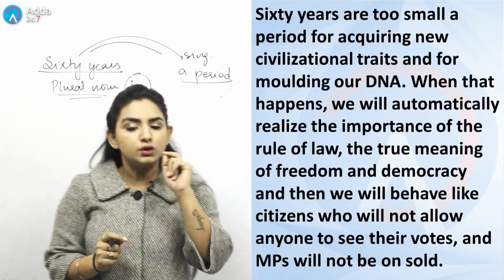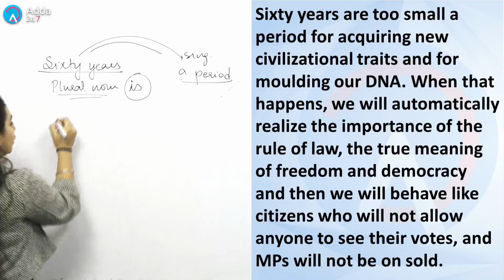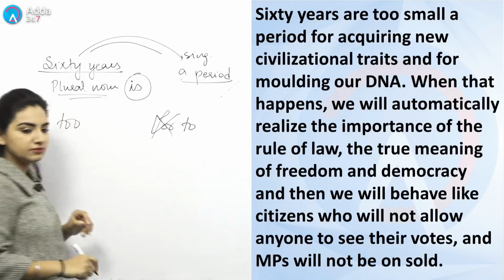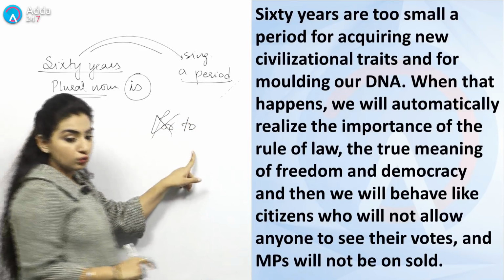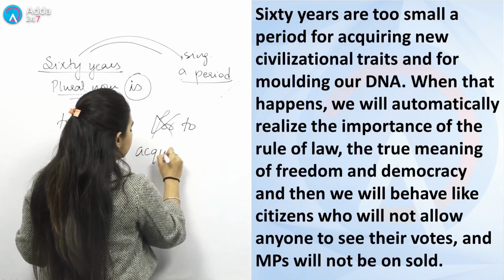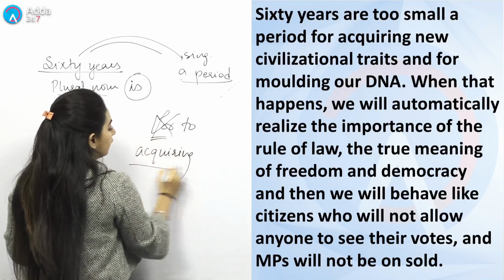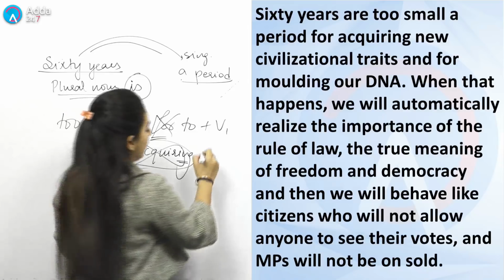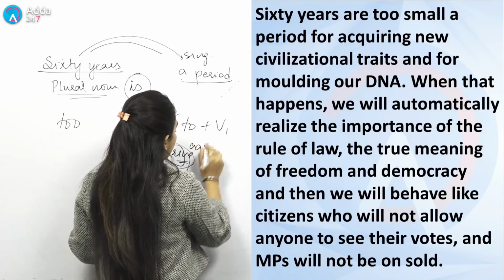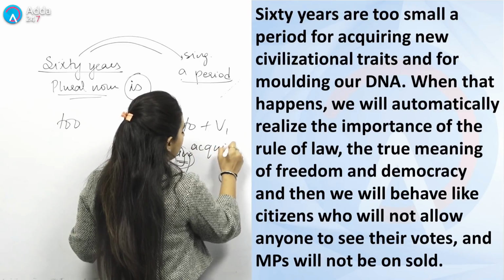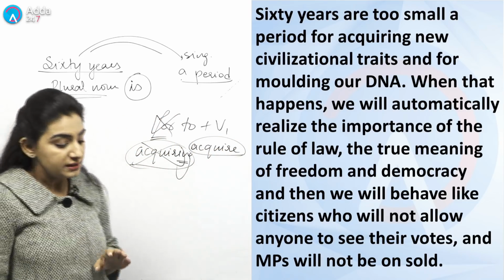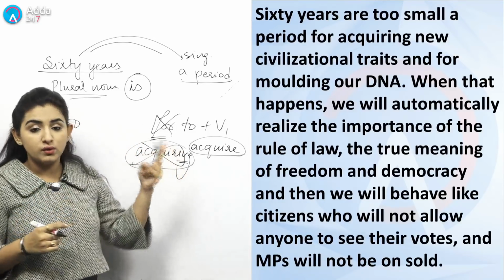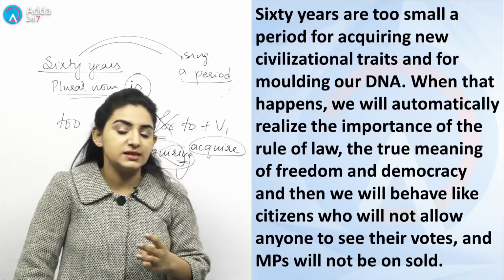60 years is too small a period for. Now, with "too" we don't use "for"; with "too" we use "to", right? Too small a period to. Now, "for" had "acquiring" after it because a preposition follows a verb in ing form, but "to" follows a verb in first form. So "to acquiring" is also wrong; it should be "to acquire", not "acquiring". So here: 60 years is too small a period to acquire new civilizational traits and for molding.